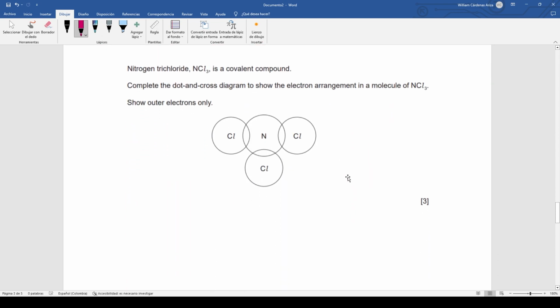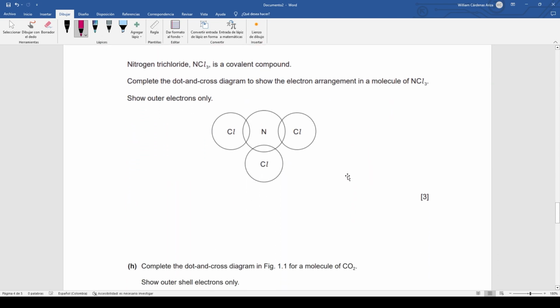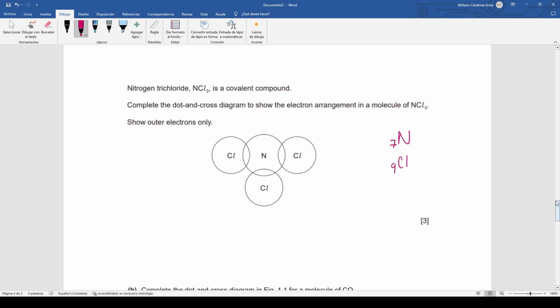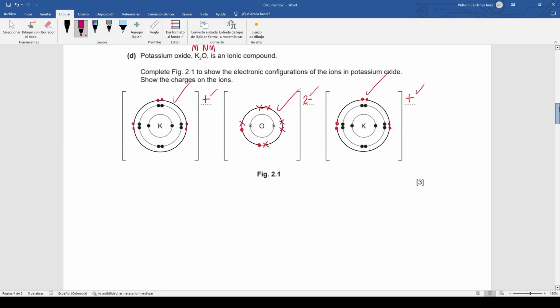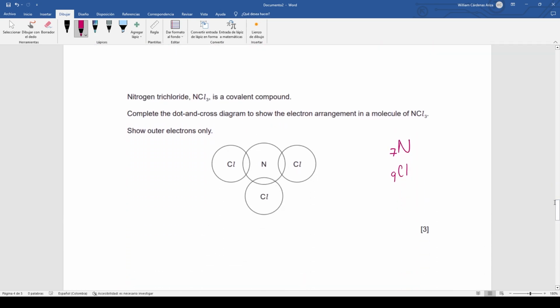Now, for example, this one doesn't have hydrogens. So here we have nitrogen trichloride, and we have the information that this is a covalent compound. So in this case, nitrogen is 7, and chlorine here is, let's see real quick, chlorine is 17. Chlorine 17.